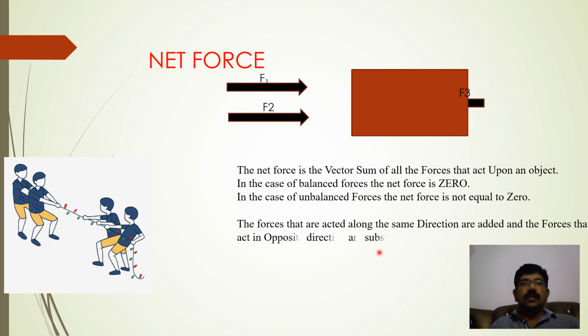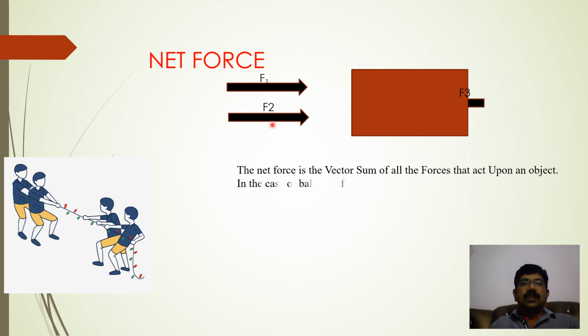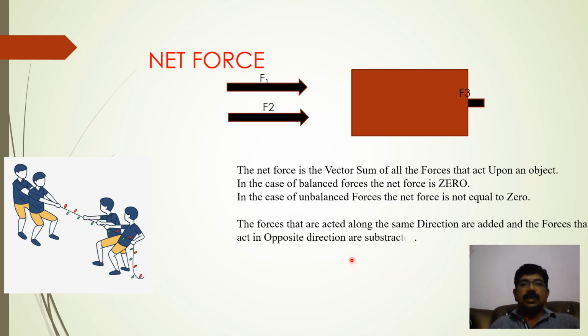So how to calculate the net force? The forces that are acting along the same direction are added. See this one, F1 and F2 are acting in the same direction, so you have to sum up these two forces. Whereas F3 is acting in the opposite direction, so the forces that are acting in the opposite direction are subtracted. The forces acting along the same direction are added, and the forces acting in opposite directions are subtracted. Are you clear? This is the concept of net force.